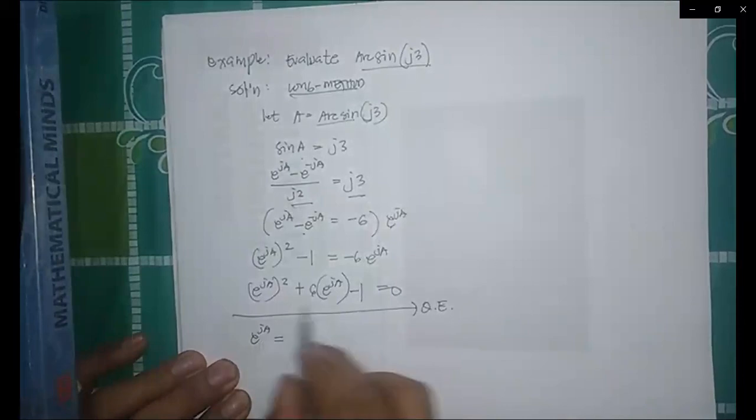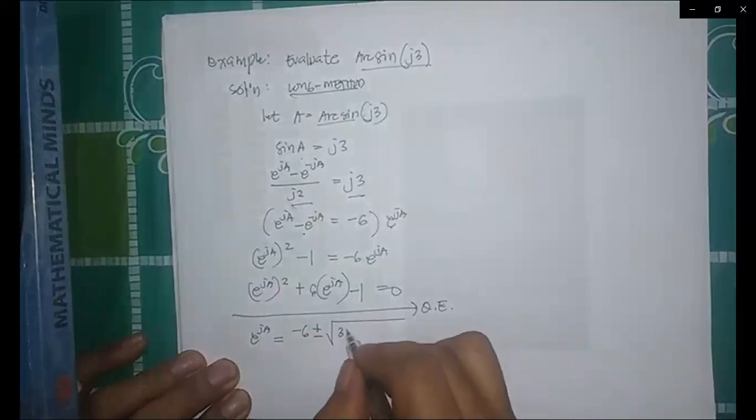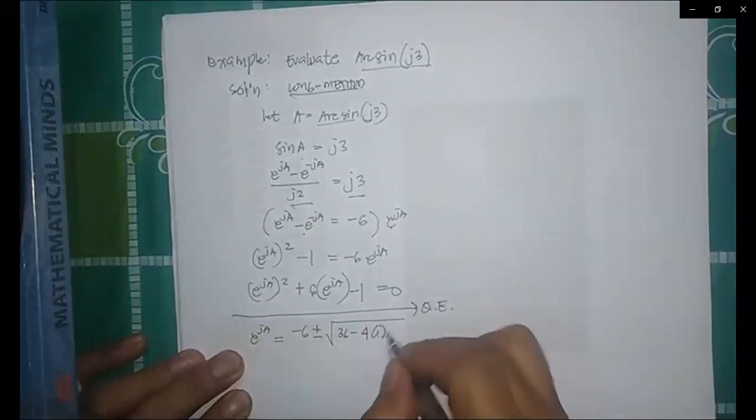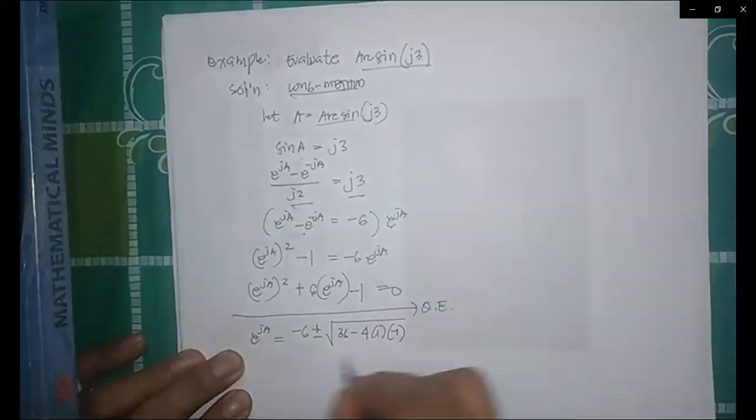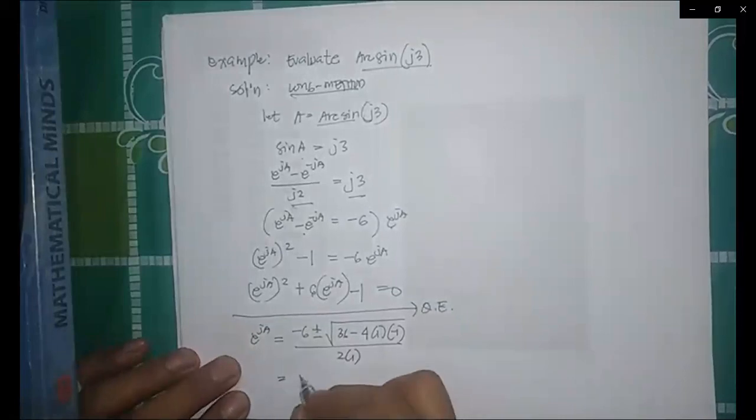Now, for the quadratic equation of e raised to ja, that is negative b, or negative 6, plus and minus square root of b squared, that is 36, minus 4 times a, which is 1, times c, which is negative 1, all over 2a. So am I talking too fast? Can you still follow? Just follow what I'm writing here.